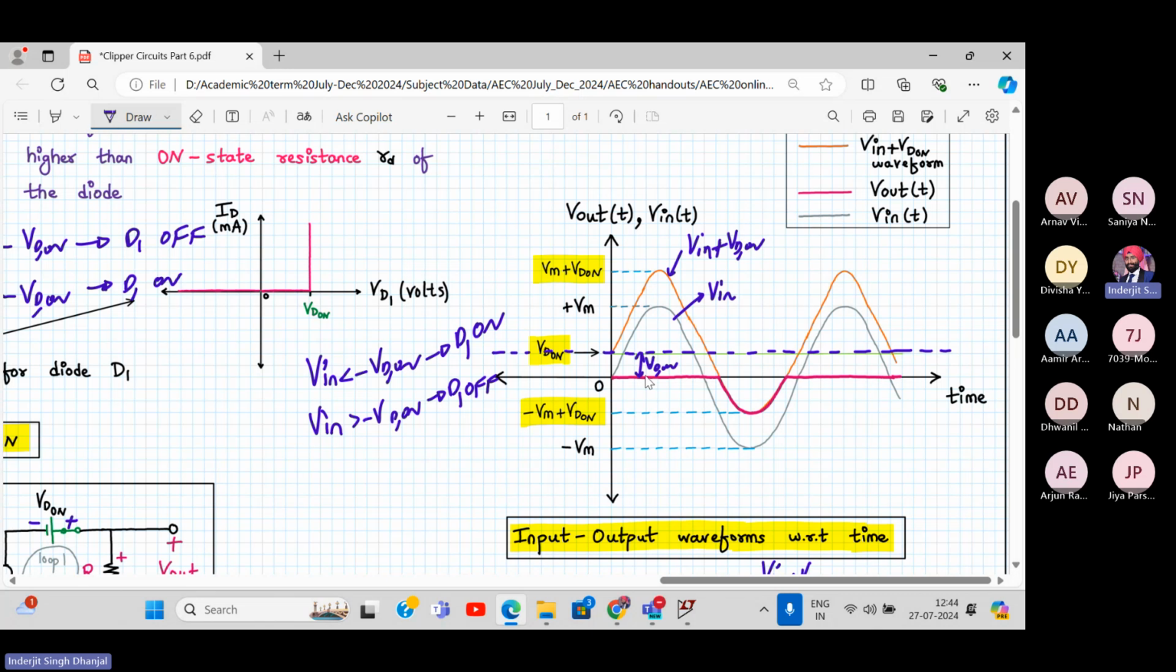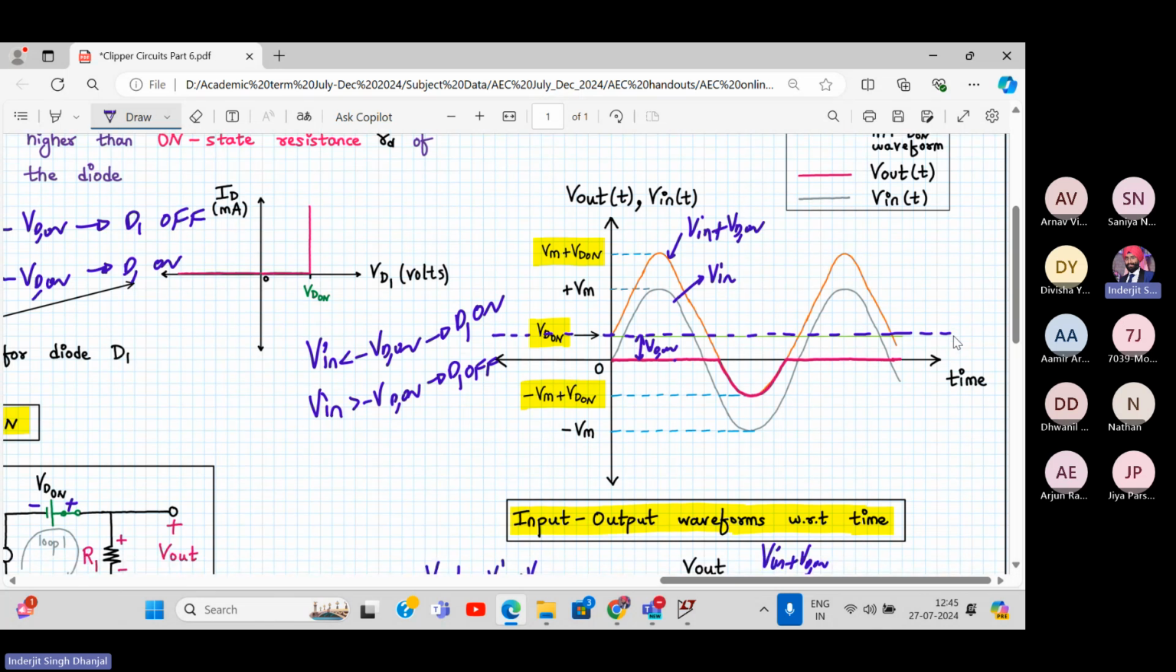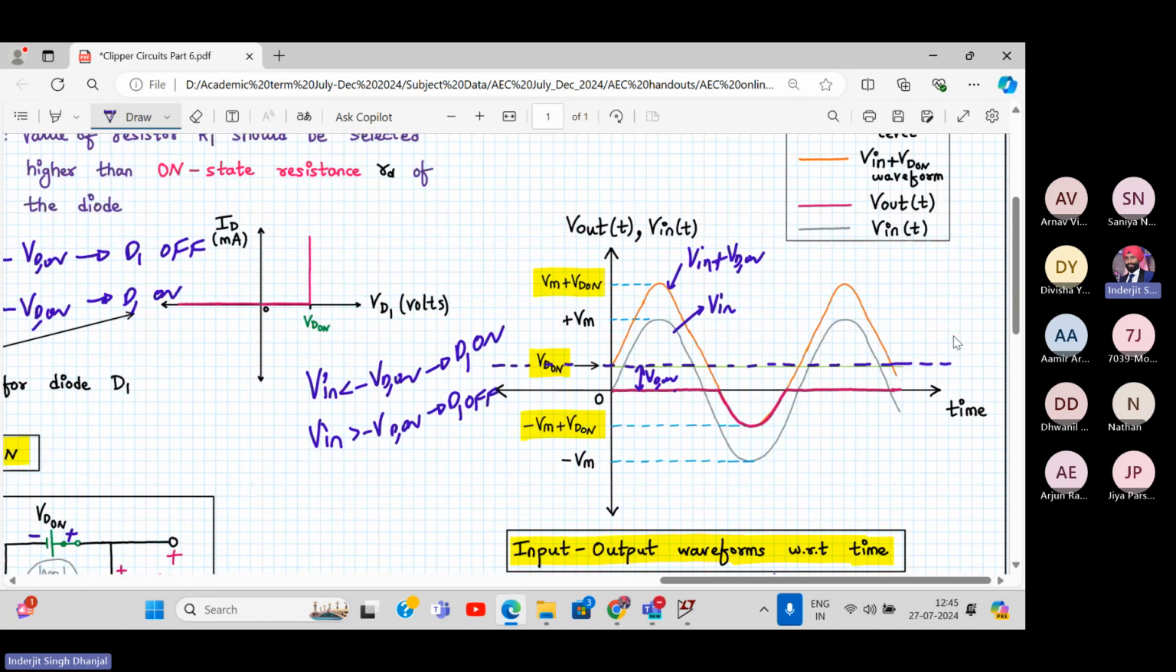So input is greater than minus VD on. So what will happen? My output will be 0. See here, at this point, at the 0 point only, the output will be 0. And if it is less than minus VD on, less than means it's below this also, then what will happen? My output will follow Vin plus VD on. So output will follow this orange curve. Understood this? Yeah. The input output waveform with respect to time, and here you can see the entire positive half cycle is getting clipped. So that's why it's called a positive clipper. I hope it is clear.